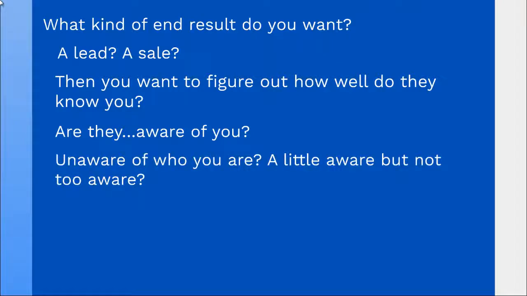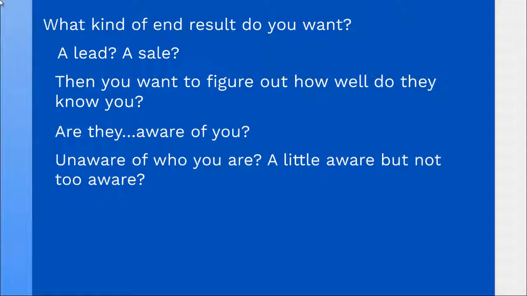So are they those types of people? Are they unaware of who you are? Or maybe they're a little bit aware, they've heard your name, but they really haven't interacted with you. They don't trust you just yet. So knowing where they stand is crucial.